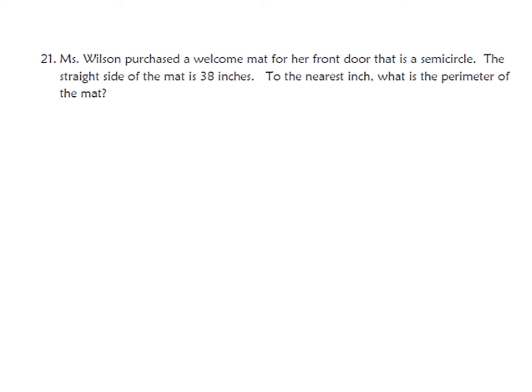Okay, number 21. Ms. Wilson purchased a welcome mat for her front door that is a semicircle. The straight edge of the mat is 38 inches. To the nearest inch, what's the perimeter of the mat? All right, so we have a semicircle here, and we know that the straight edge is 38 inches. Now notice that's also the diameter of that circle, right? So I need a half of the circumference, and then I need to add that straight edge. So my half of the circumference is going to be 1/2 times pi times my diameter, which is 38.